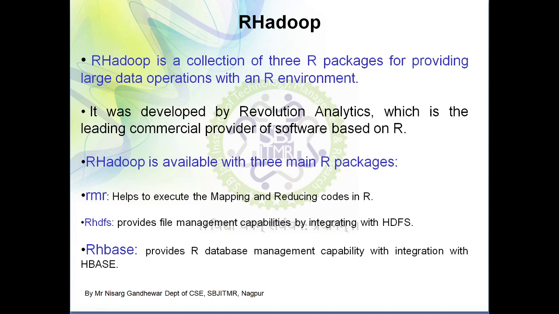So these are the three packages available in RHadoop which help us integrate R with Hadoop, because we know that in Hadoop three major components are there. One is MapReduce, which is responsible for processing, then HDFS, which is responsible for storing files in a distributed system, then HBase.